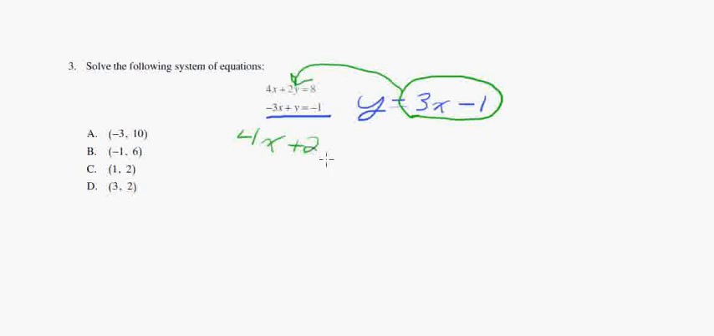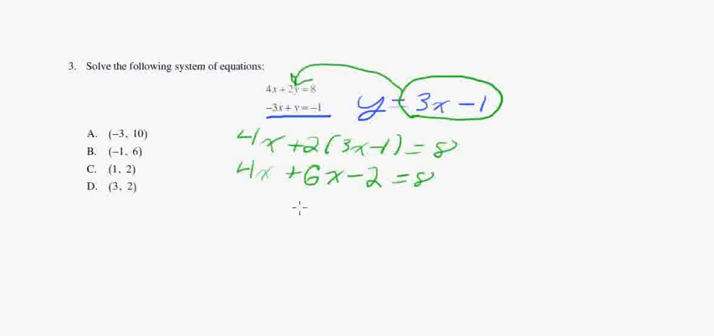4x plus 2 times y. Well, y is really just 3x minus 1, and this is supposed to all equal 8. There you go. Okay, we'll expand the bracket. So 4x, expanding this using multiplication. 2 times 3x is 6x. 2 times negative 1 is negative 2, and this is equal to 8.